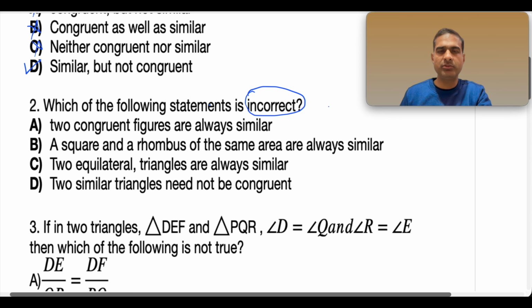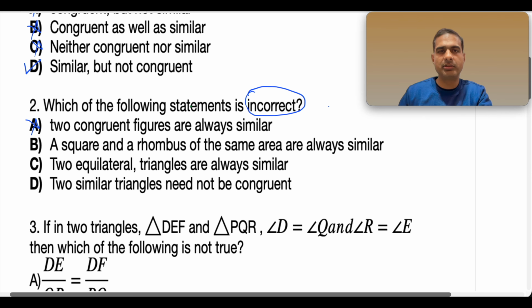So it is asking which of the following statements is incorrect. Let's check the first option: two congruent figures are always similar. As discussed in the first question, two congruent figures will always be similar. So this cannot be our answer because it is asking which is incorrect. So this is not our answer.